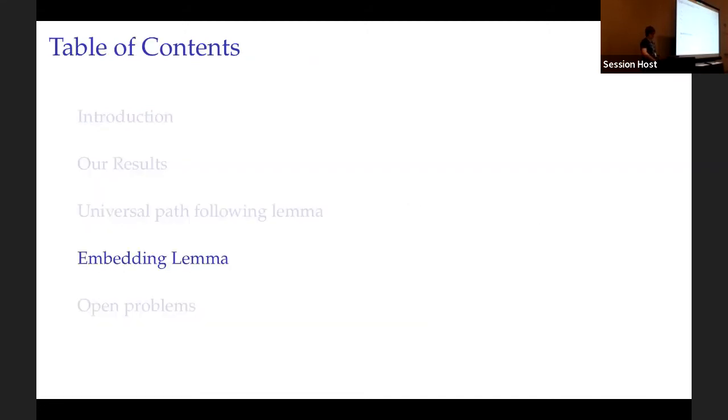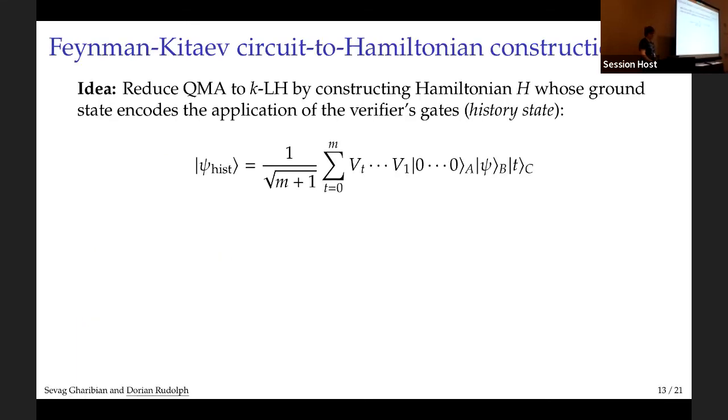And now the next main result I want to go over is the embedding lemma. Before that, I'll review the Feynman-Kitaev circuit-to-Hamiltonian construction. The idea is to reduce a QMA instance to a k-local Hamiltonian instance by constructing a Hamiltonian H whose ground state encodes the application of the verifier's gates one by one, and we call this the history state. So psi_hist is the superposition of all these terms. For time step t, we have the proof psi and the ancillas initialized to 0, and then the first t gates are applied to that.